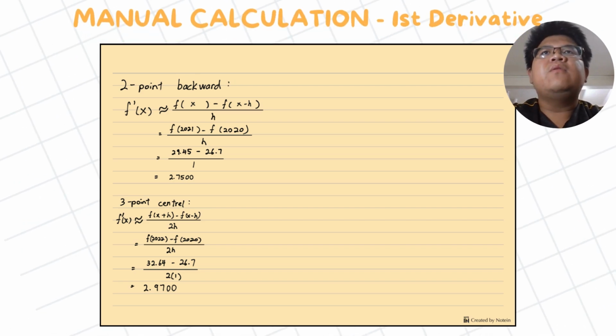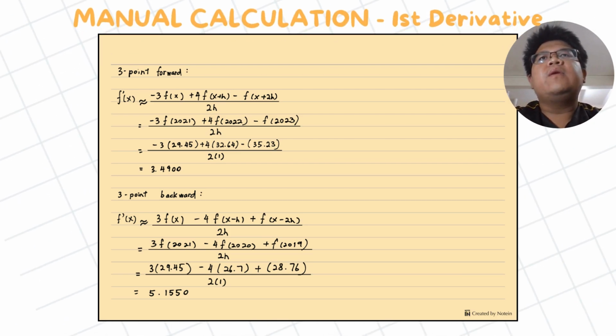The second method we use is two-point backward. The formula is f(x) minus f(x-h) over h, and the value for the two-point backward is 2.7500. The third method we use is three-point center. The formula is f(x+h) minus f(x-h) over 2h, and the value for three-point center is 2.9700.